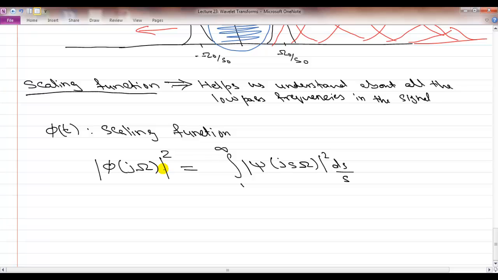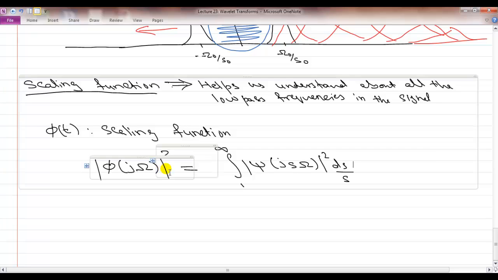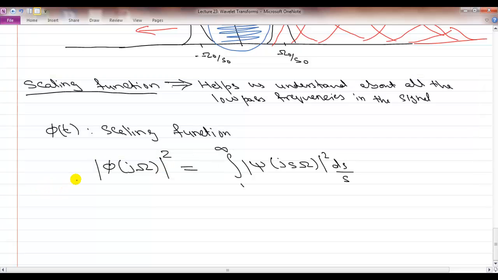Now, in general, the magnitude is not alone sufficient to describe a function, but in this case, all we care about is this magnitude, and we can take any phase information. We can assign any arbitrary phase to this scaling function. It won't change anything. Okay. So the way to understand it is that the scaling function captures the total energy in all wavelets above scale s equal to 1. Okay.